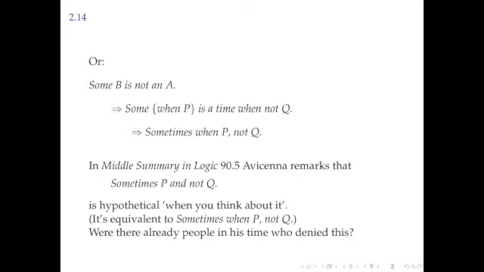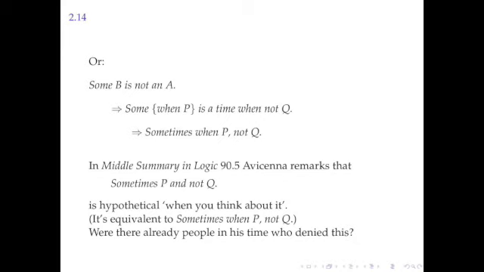In one of his early writings, Avicenna remarks that the sentence "sometimes P and not Q" is hypothetical when you think about it. What he's saying here is that "sometimes P and not Q" is another way of saying "sometimes when P, not Q." Now that's curious, because some people today deny that, say these are not equivalent, that you can't use an "and" to express an existential hypothetical sentence.